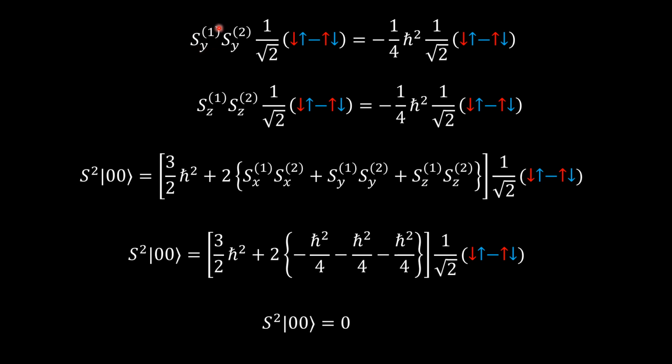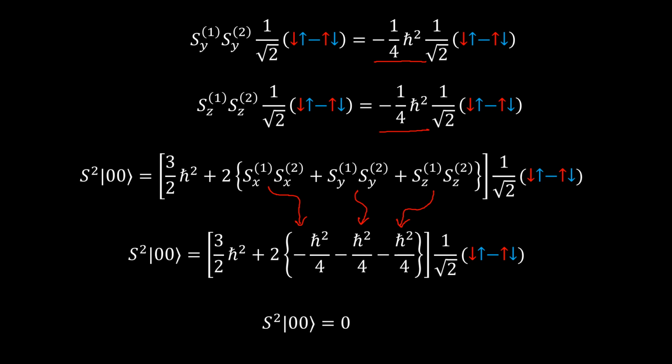Similarly for Sy1 Sy2, when it acts on 1 over square root 2, spin down, spin up, minus spin up, spin down, I will get minus 1 over 4 ħ squared. Of course, this is the same thing. Similarly for Sz, I will get minus 1 over 4 ħ squared. So each of these is minus ħ squared over 4.